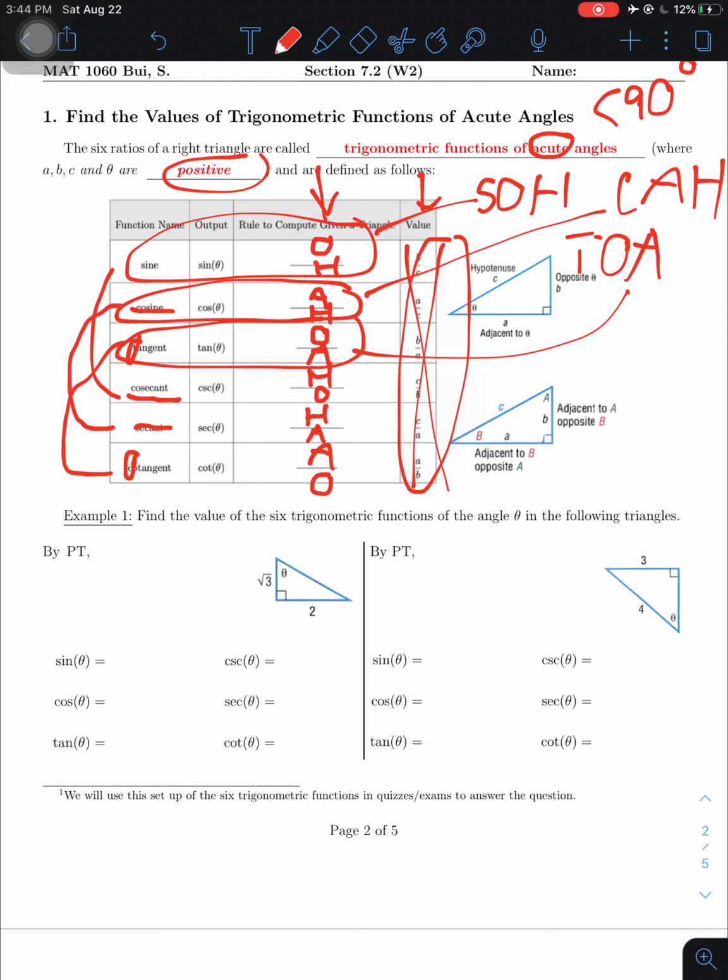Okay, so now let's talk about the very first example of today. Find the value of the 6 trigonometric functions of the angle theta in the following triangles. So we are given a right triangle right here. We know that this is theta. This is the angle that we want.